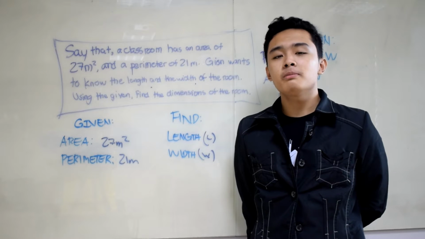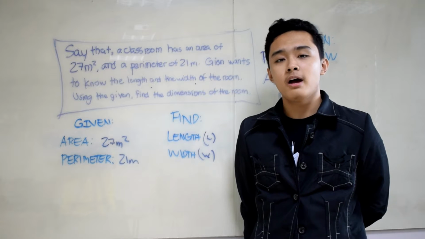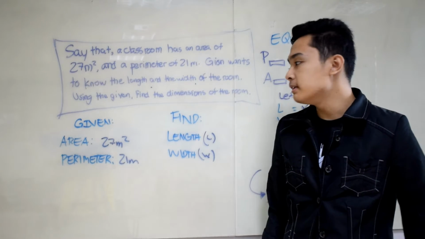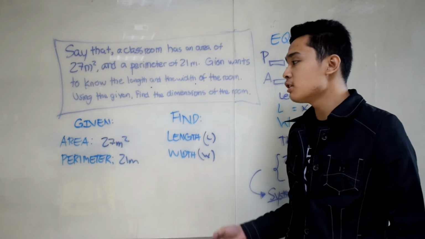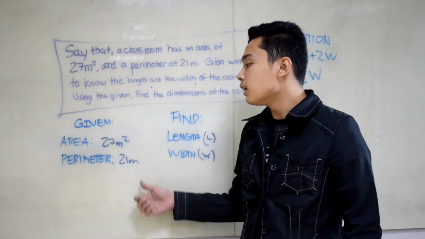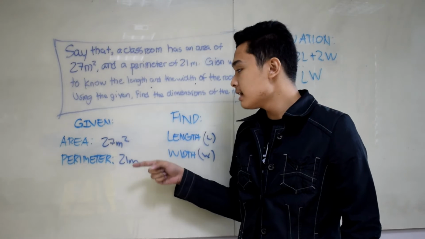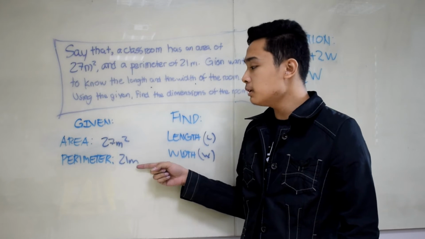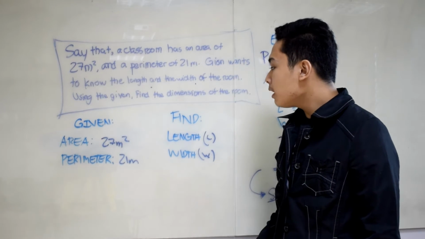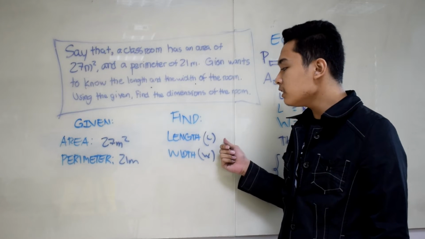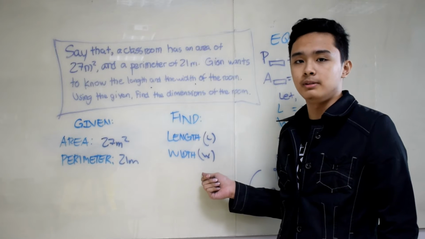Before we proceed to solving for the dimensions of the classroom, it is important for us to determine the given measurements and the required answers. For the given, the area was 27 square meters while the perimeter is 21 meters, based on the word problem. It aims to find the length of the classroom and its width.